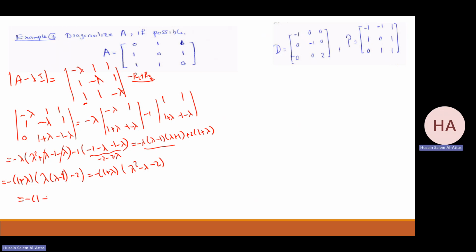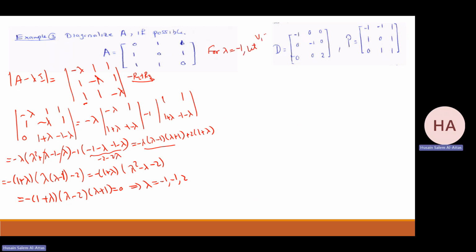That gives me 1 plus lambda. What is this? This is lambda minus 2 times lambda plus 1. So I have lambda minus 1, minus 1 and 2. Now let me work out lambda equal minus 1.